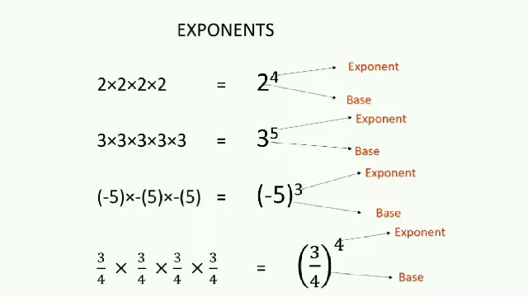Similarly, if we multiply 3 5 times by itself, we get 3 to the power 5. If we multiply minus 5 3 times by itself, we get minus 5 to the power 3. And if we multiply 3 by 4 4 times by itself, we get 3 by 4 to the power 4. From these examples, it is clear that we can obtain the power of any rational number.